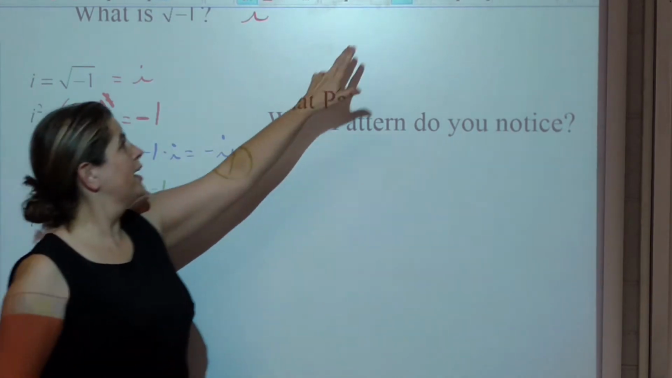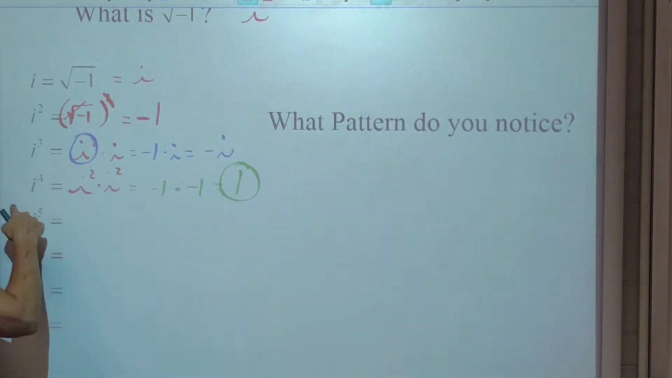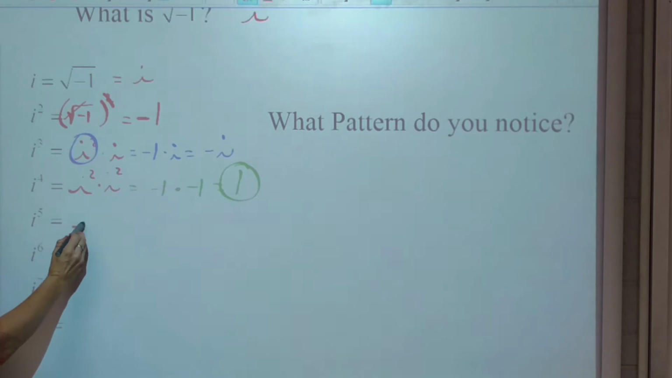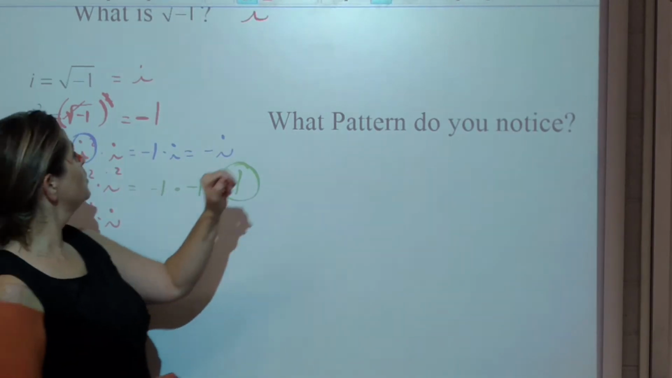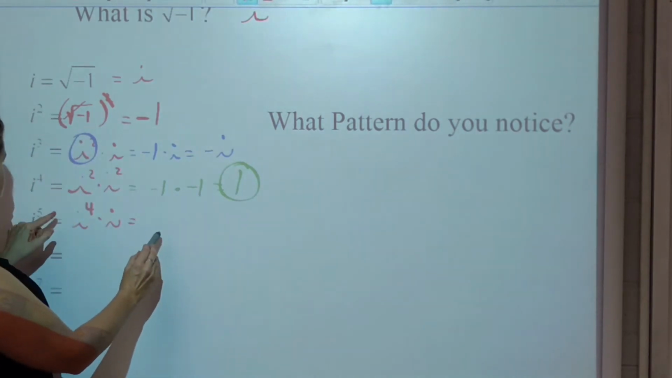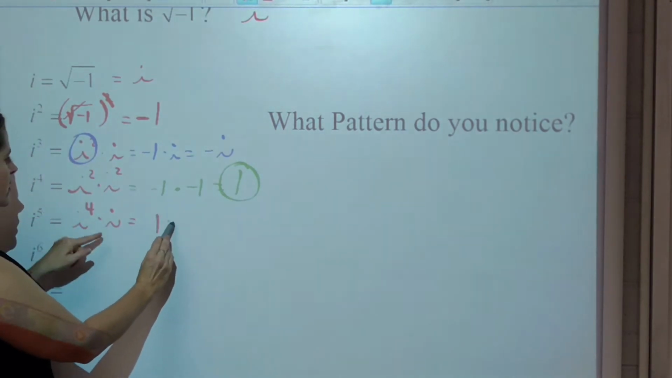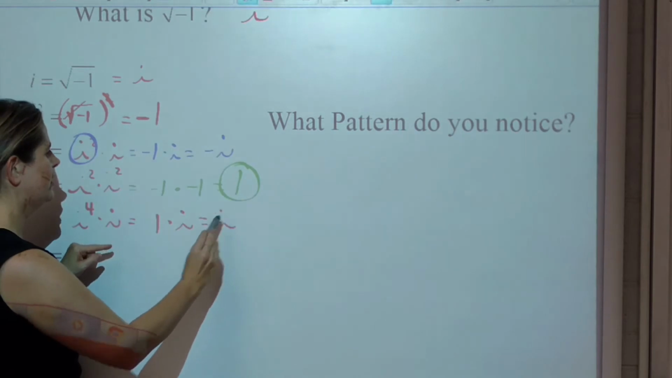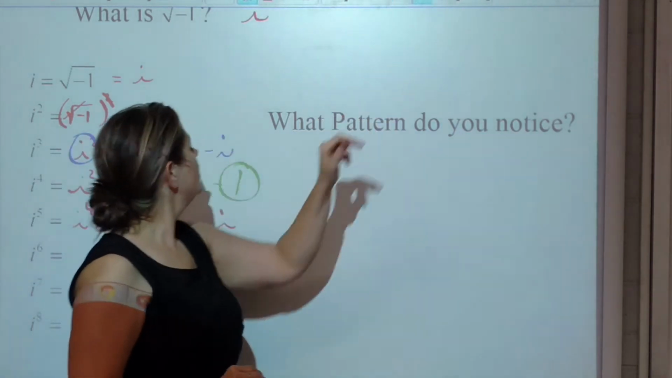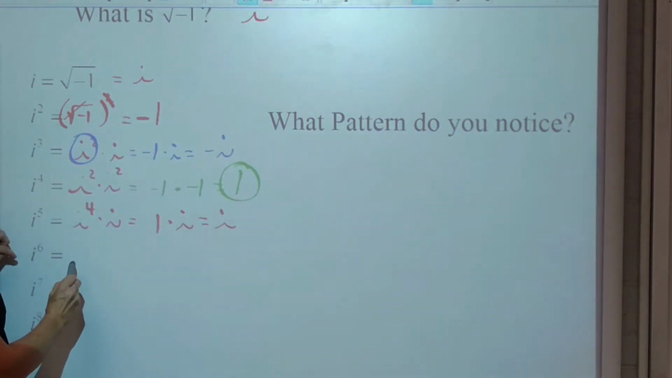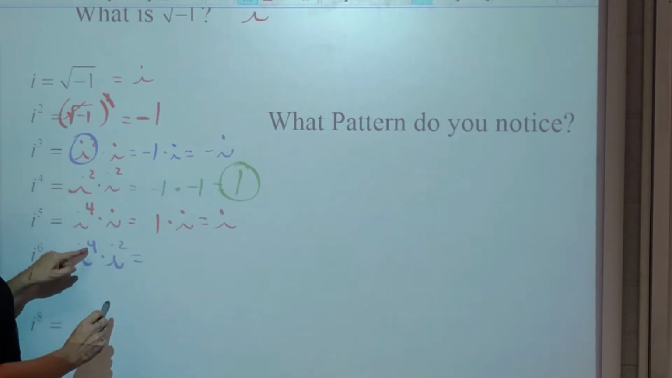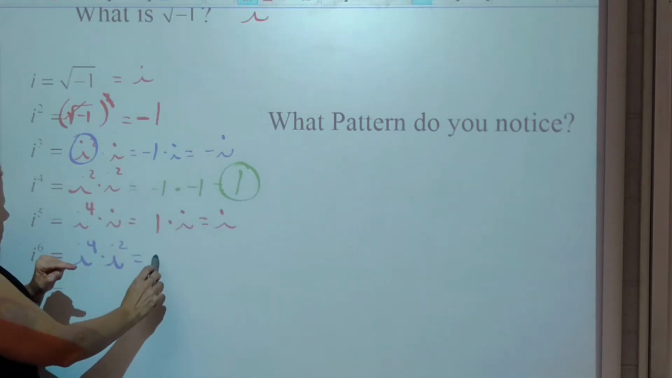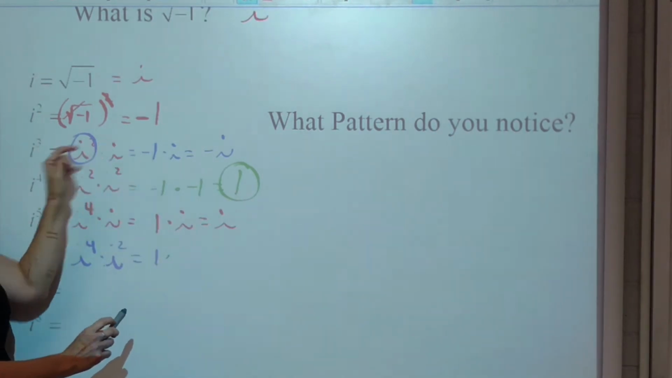Then we go to i to the fifth. Well, let's use that fourth because that's a nice easy one. So we'll do i to the fourth times i, which means it will become i to the fourth is 1 times i is just i. Then we'll do i to the 6th is going to be, how about i to the 4th times i squared? i to the 4th we know is 1. i to the 2nd is a negative 1.